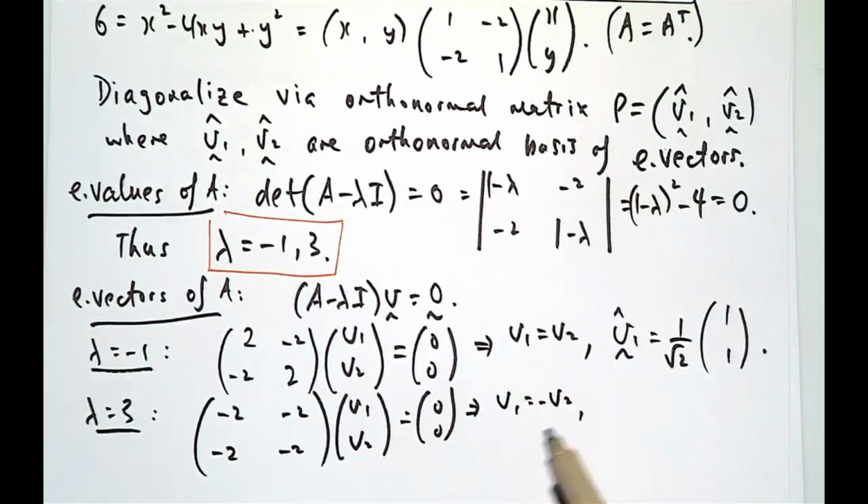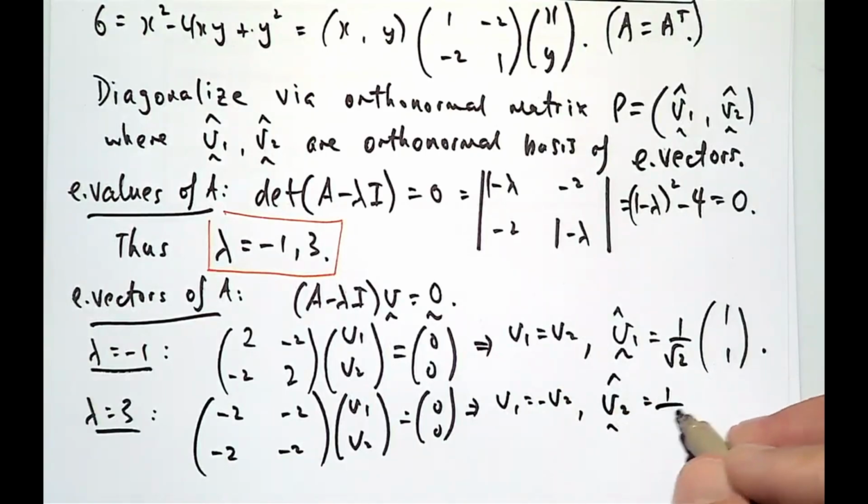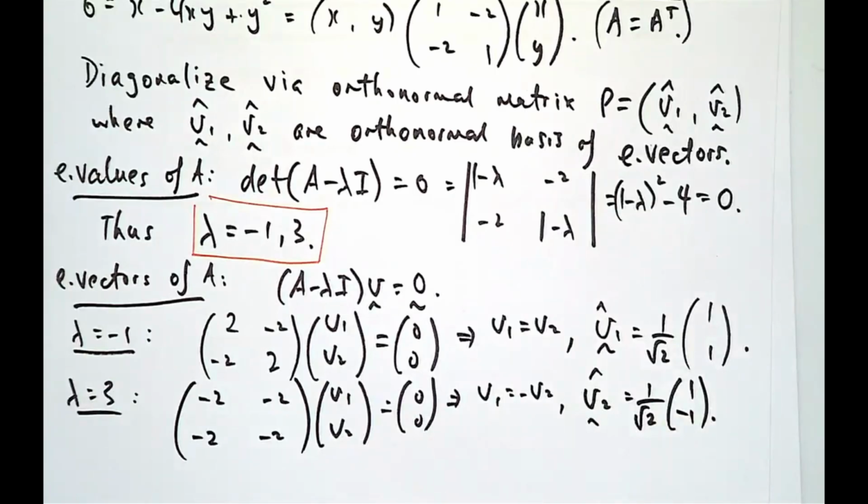Okay, so let's form a vector out of that. So let's say 1 and negative 1 and then normalize it. And then we're just going to write our new matrix P with these two things as the columns. Then we're almost done.